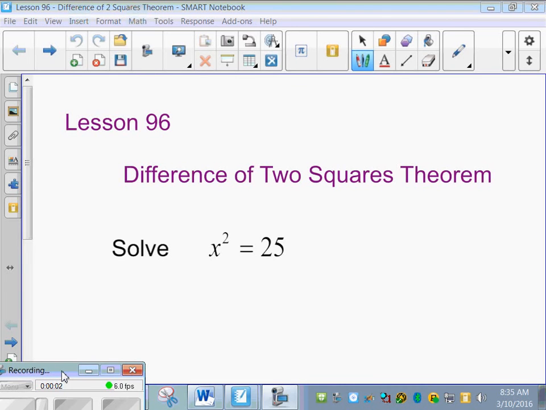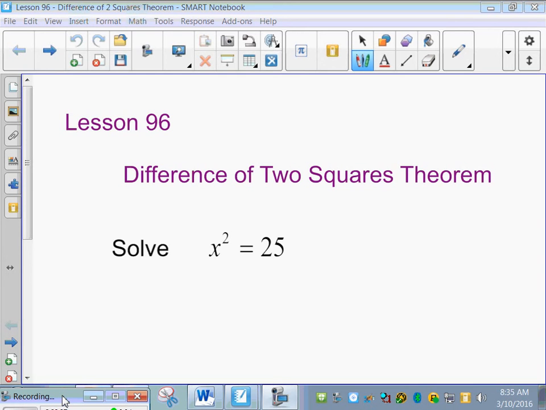Lesson 96, difference of 2 squares theorem. So first of all, you guys, there are 2 ways to solve these problems. One of the ways right here, actually, anyone know one of the ways to solve x squared equals 25? Drew? Okay, subtract 25. That is one way.